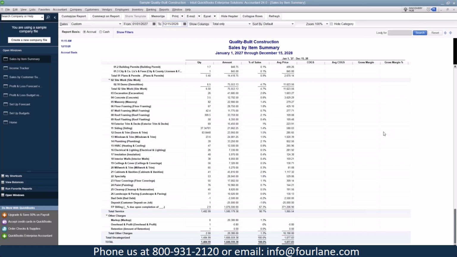Upsell and cross-sell to existing clients. It's always easier to increase an average revenue per customer on your current customer base rather than starting fresh.